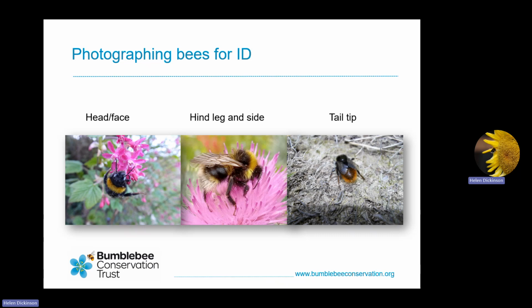Getting a picture of the hind leg, useful for separating out caste as well. And that side picture that gives us a clear idea of what the banding pattern is helpful for ID purposes. And getting a picture of the tail tip is really important. Often that's the starting point for identification.